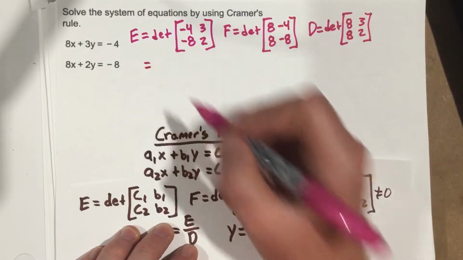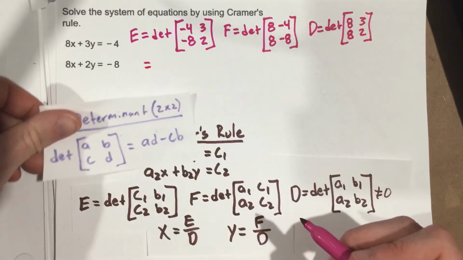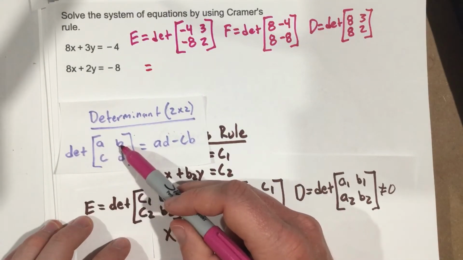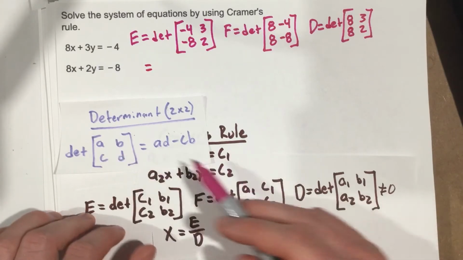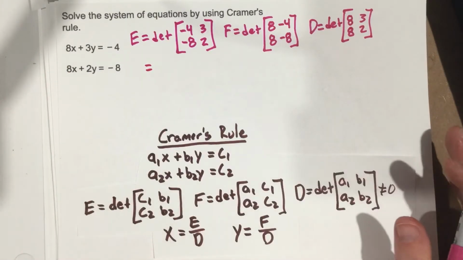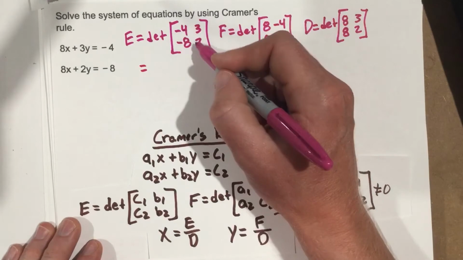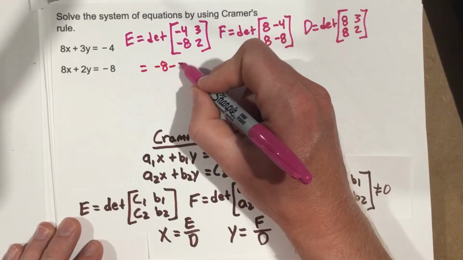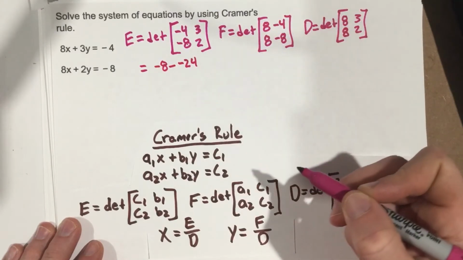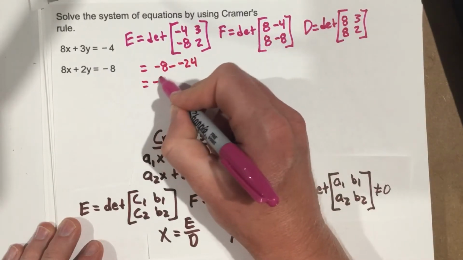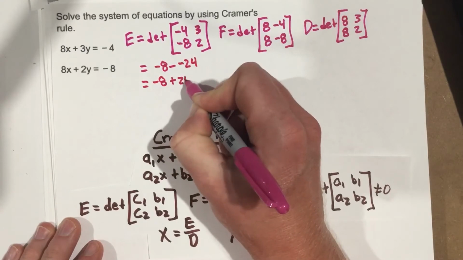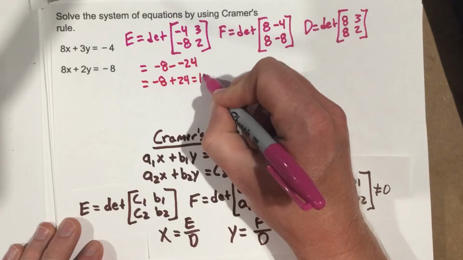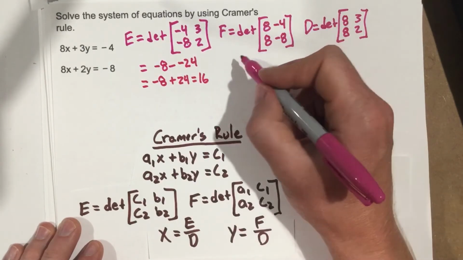Let's find those determinants. Remember, we can find the determinant of a 2 by 2 by doing the diagonal multiplication minus the other diagonal, AD minus CB. So I'm going to do that here. We're going to say -4 times 2, which is -8, minus -24 when you take -8 times 3. That equals -8 plus 24, which is 16.